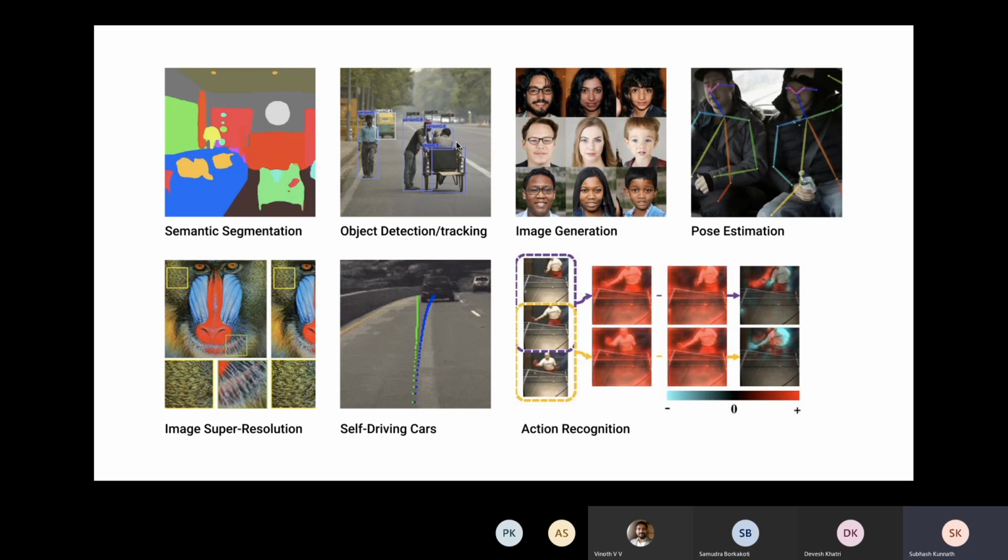Then object detection and tracking, and generating new images given a training set of a large number of images. And pose estimation, and image super resolution, where you can generate high resolution pictures from low resolution images. And self-driving cars, of course, making driving decisions based on the image frames. And action recognition.